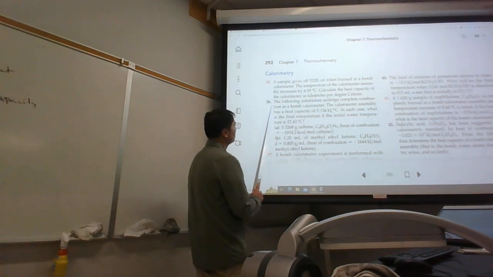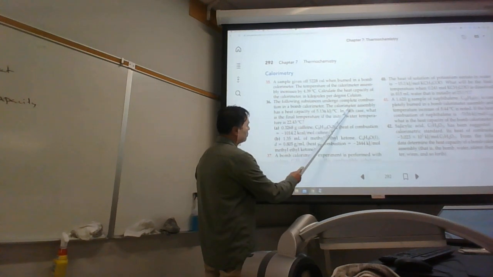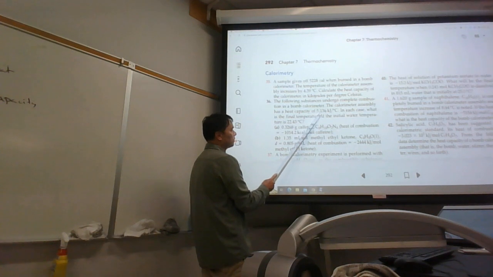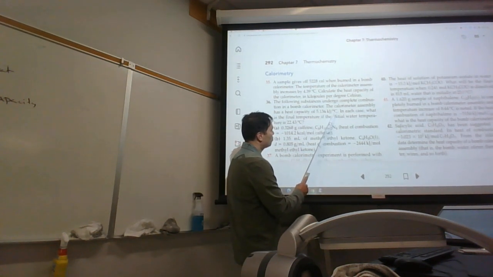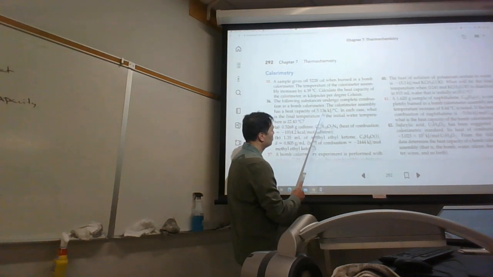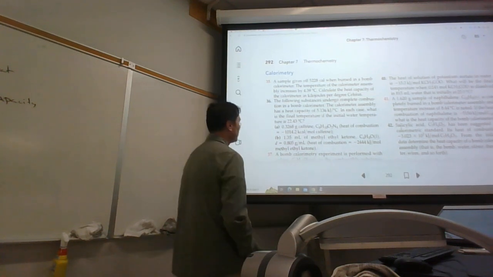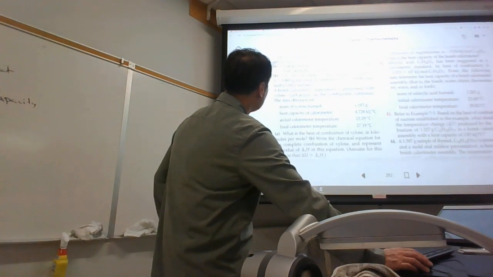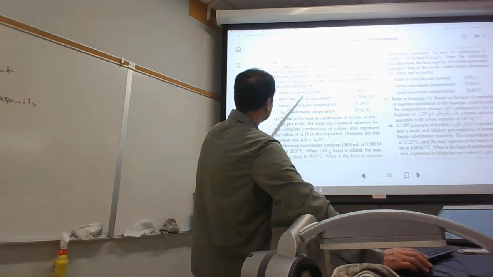Here, if we look at the next problem, 36, the following substances undergo complete combustion in a bomb calorimeter. The calorimeter assembly has a heat capacity. So they give us the heat capacity, so this has already been calibrated. For this particular bomb, in order to increase the temperature of the bomb by 1 degree C, it takes 5.136 kilojoules worth of energy. So the heat capacity of the bomb is given. Here, they give us the heat capacity of the bomb.